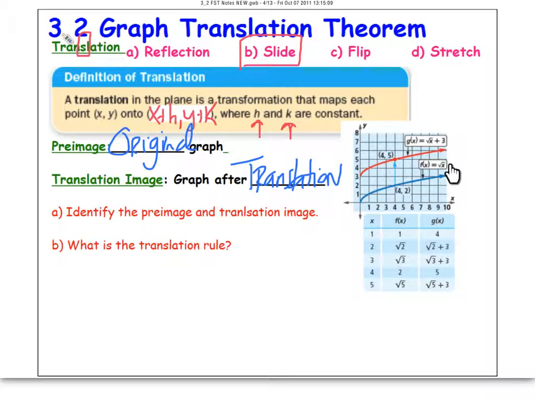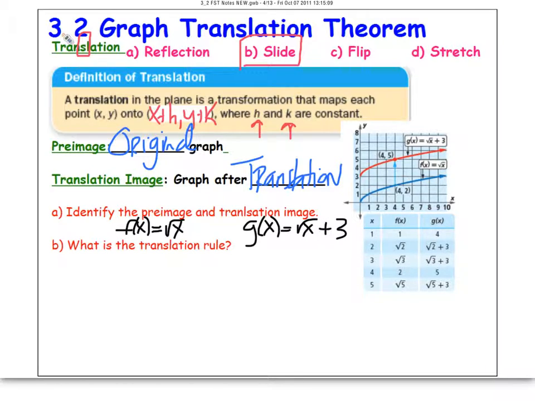So you just have to look carefully at the picture, because it's not necessarily that this f function, which is the square root of x, was the first one, and the second one is square root of x plus 3. But if you notice, there's this little arrow. So look at the picture. So they're going from the blue to the red graph. So the preimage in this one is f of x equals the square root of x, like we thought. The translated image is g of x equals the square root of x plus 3.